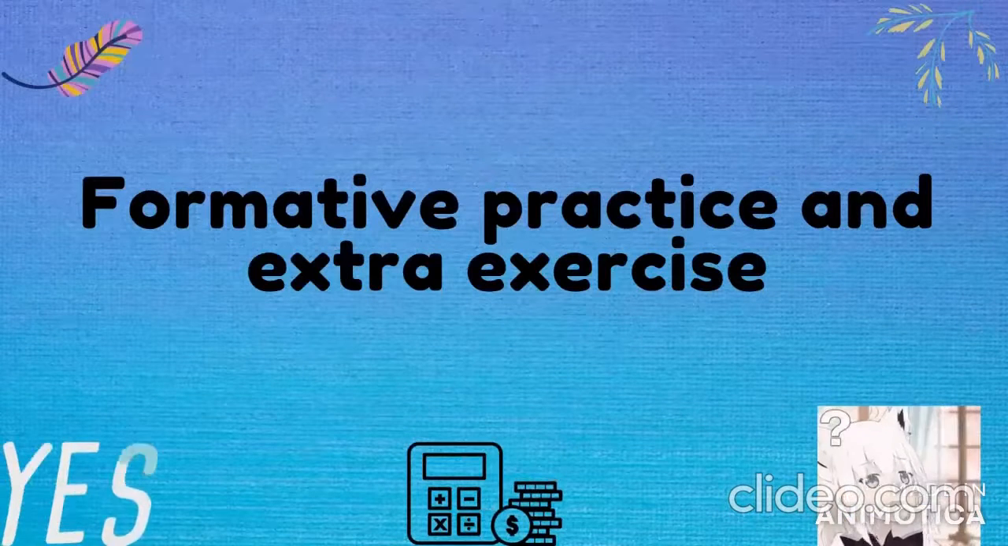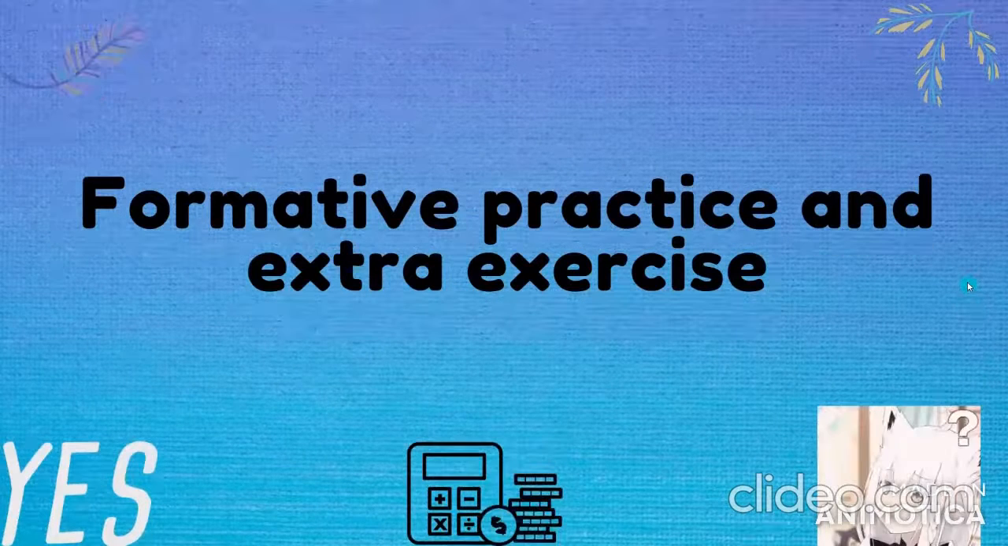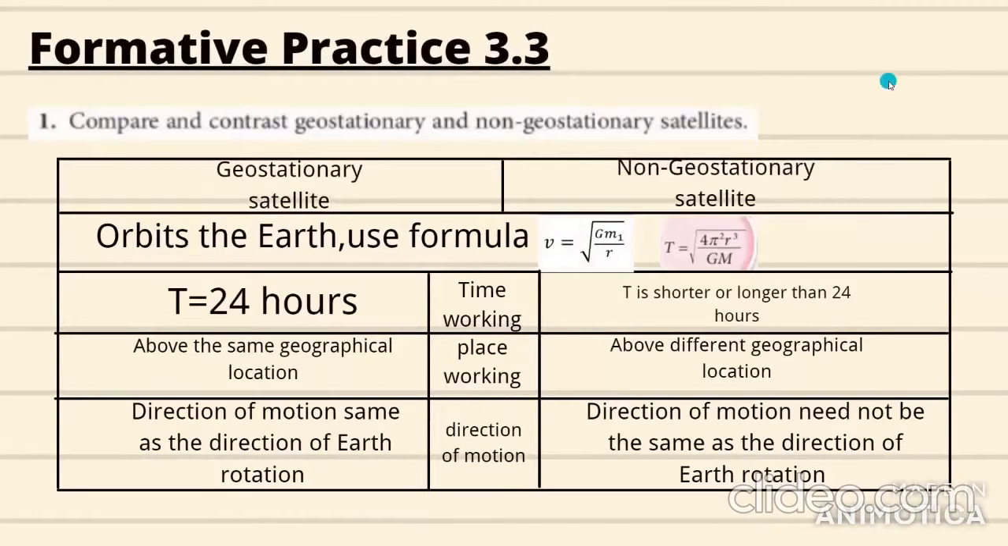Now I'm going to talk about formative practice and extra exercises. Formative practice 3.3. First question, compare and contrast the geostationary satellite and non-geostationary satellite. Their similarities are they both orbit the Earth and use the formula v equals square root of GM over r and use the formula T equals square root of 4 pi squared r cubed over GM. Their differences are their time period, place, and direction of motion. For the geostationary satellite, T equals 24 hours, while for non-geostationary satellites, T is shorter or longer than 24 hours.